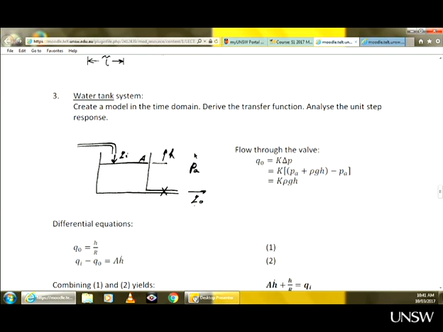Okay, first of all, the flow through the valve, Qo, will be proportional to the pressure difference. So K is the valve characteristic. Delta P is the difference between the pressure before and the pressure after the valve.